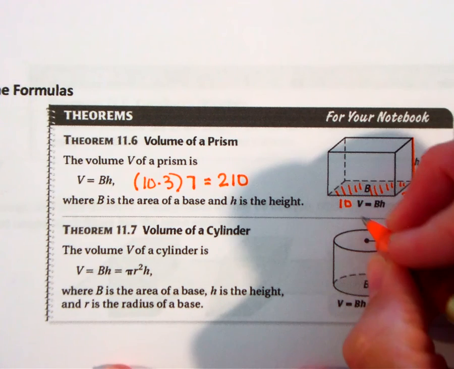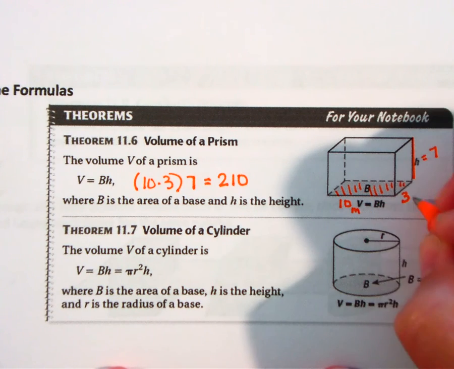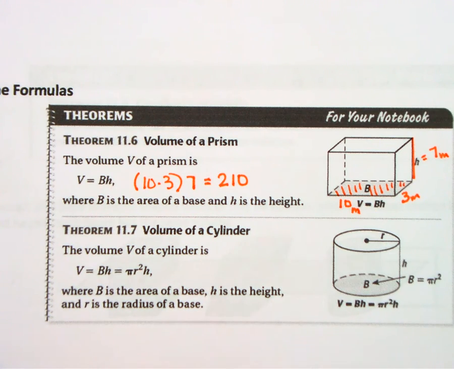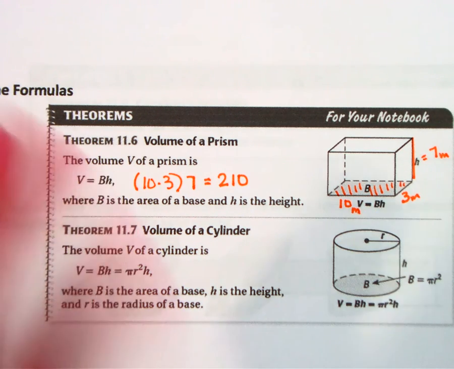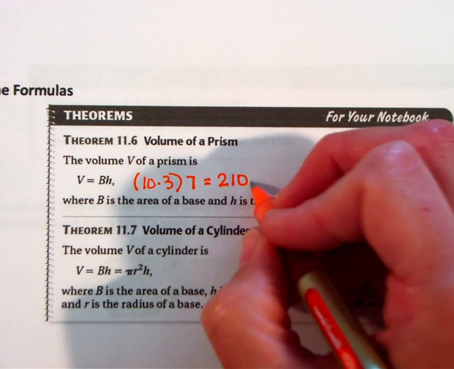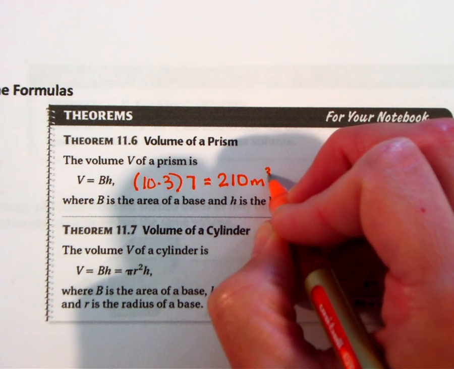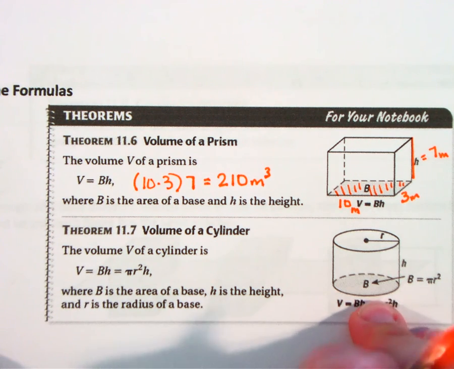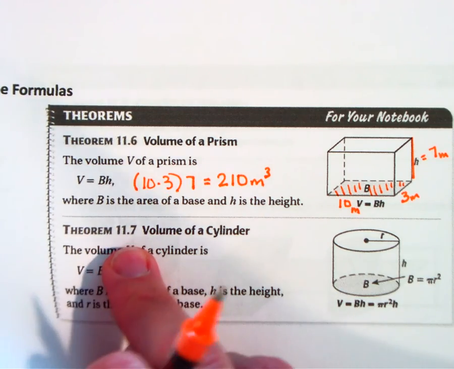And then let's say each of these was in meters. Because it's all multiplication, meters times meters times meters is meters cubed. Okay, so volume is measured in inches cubed, meters cubed, centimeters cubed. Put a cubed on the unit. Okay, let's actually do a cylinder here on the next page.